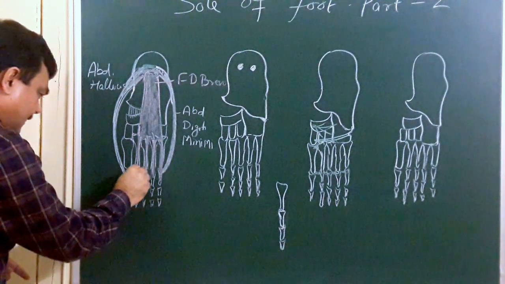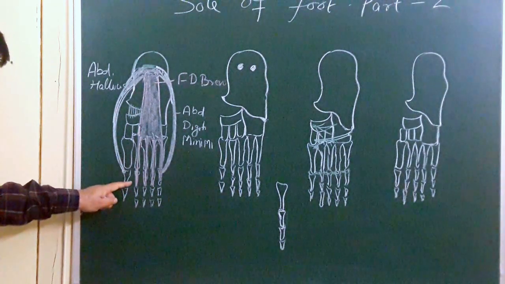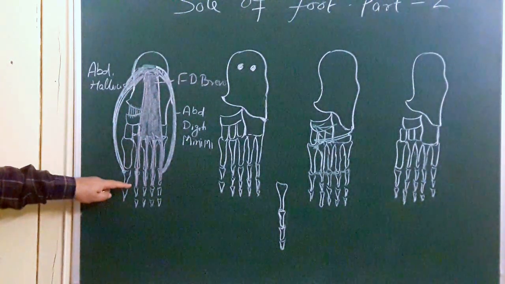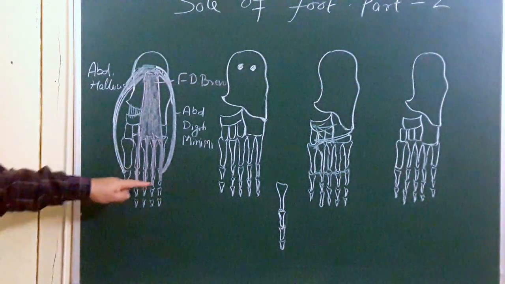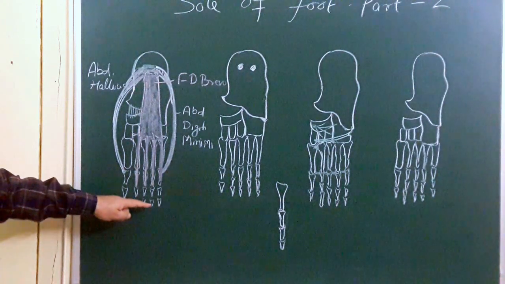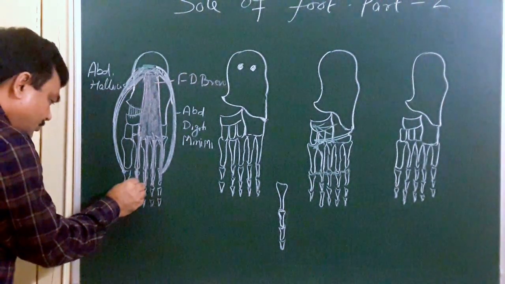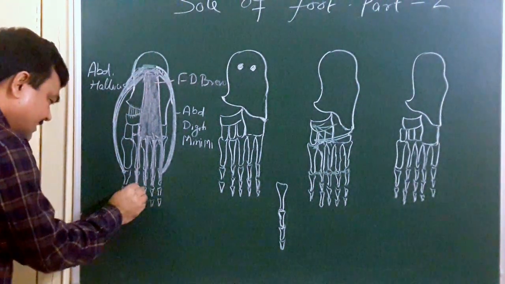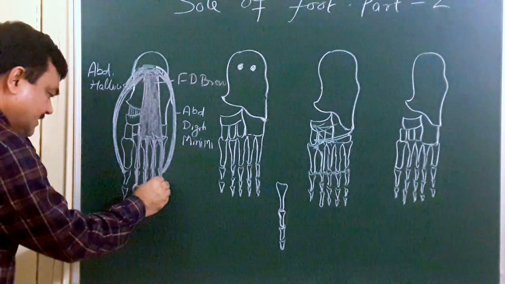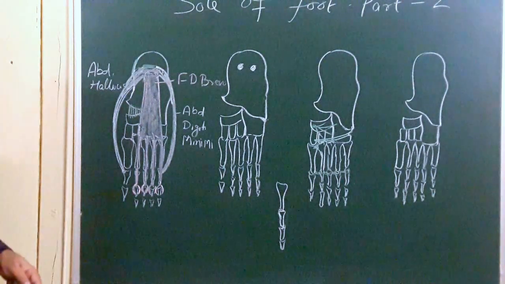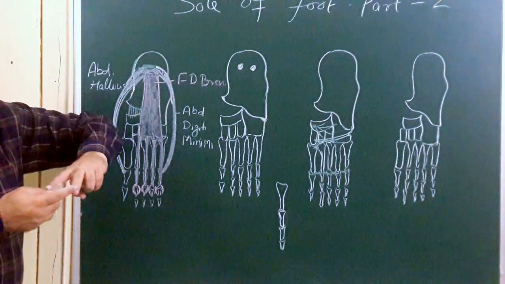These tendons, at the level of the proximal interphalangeal joint, of the second, third, 4th and 5th toes, divide into medial and lateral slips like this. It is divided into medial and lateral slips.